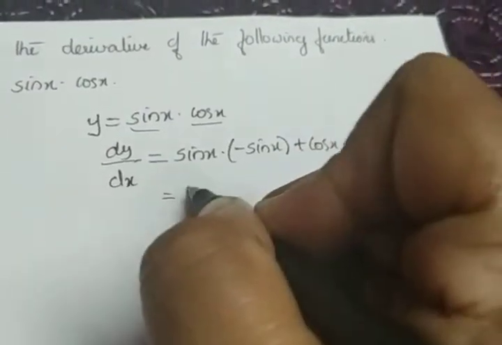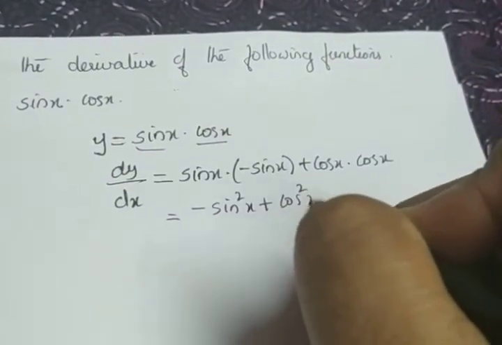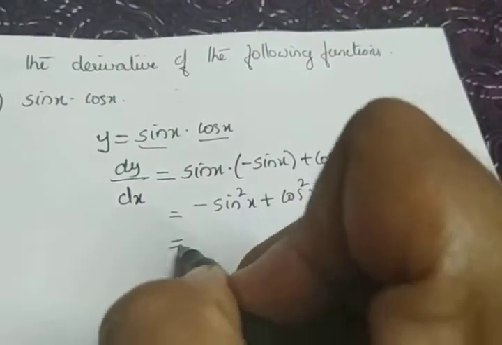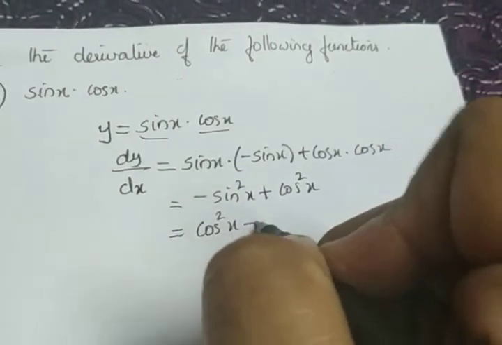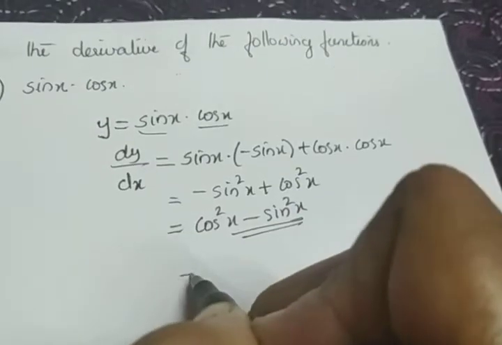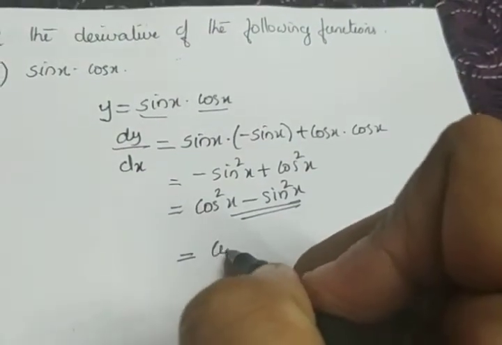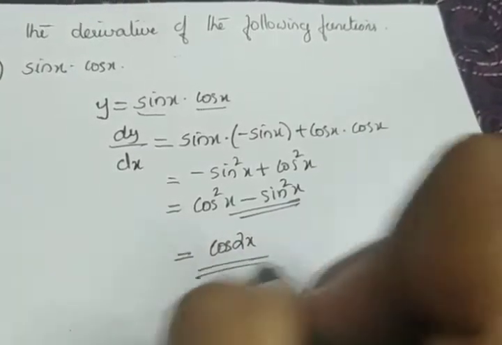So what we get, minus sin square x plus cos square x. Cos x into cos x is cos square x. This can be rewritten as cos square x minus sin square x. Either you can stop here. Otherwise, this is a trigonometric result, and cos square x minus sin square x gives you the value cos 2x.